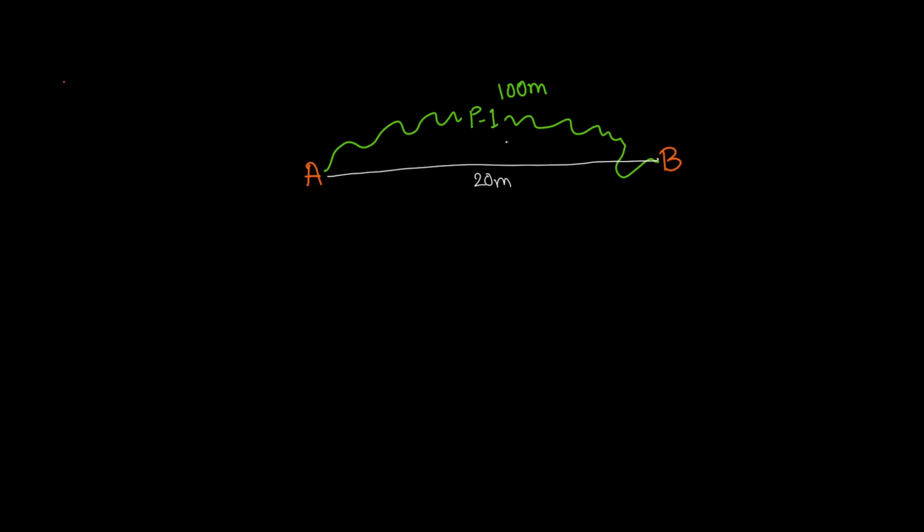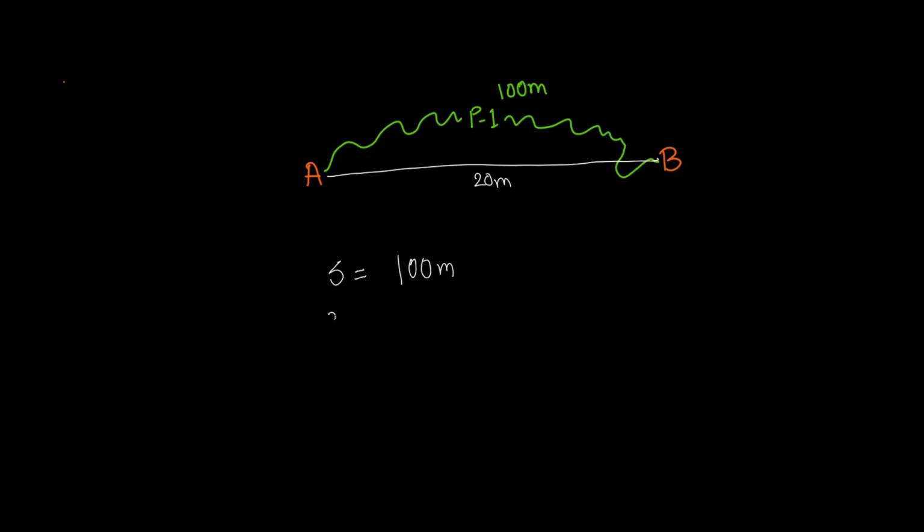Now let's say we use path 1, the 100 meters path, to go from point A to point B. Then what will be our distance? We already said we will use the notation S to refer to distance. So for distance S, the length that we covered is actually 100 meters. So our distance will be 100 meters.